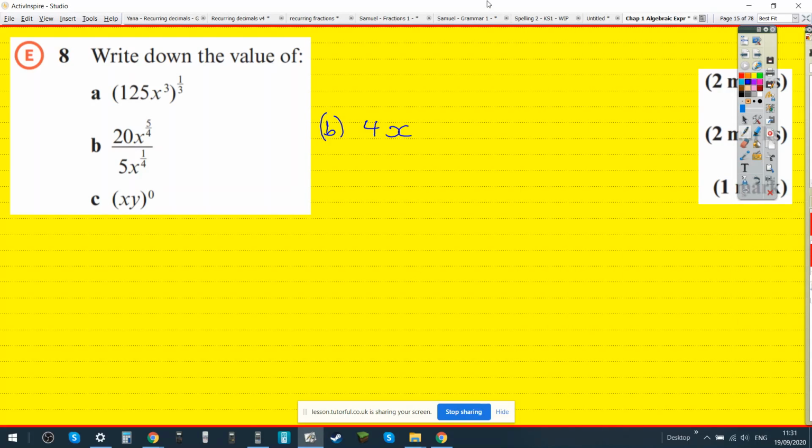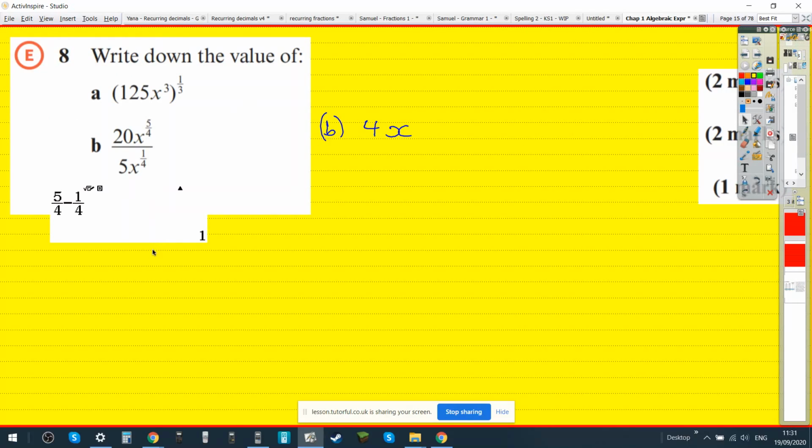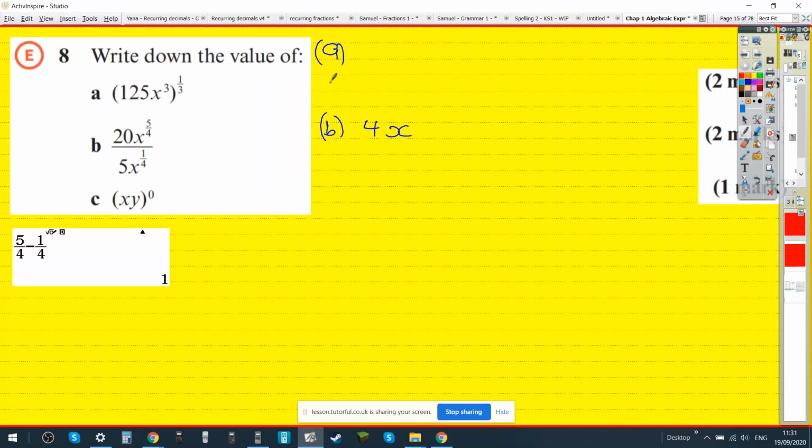So it'd be just 4x then. That's it. Okay. Let's see. So let's go back to part A. Any idea how we do this one? So you times 125 by 1/3. It would be 125 to the power of a third. Oh right, okay. And you can use your calculator. Which would be 5. Yeah, it's basically cube root.